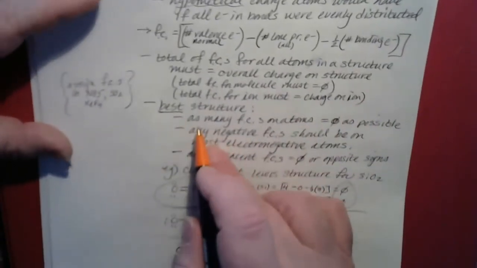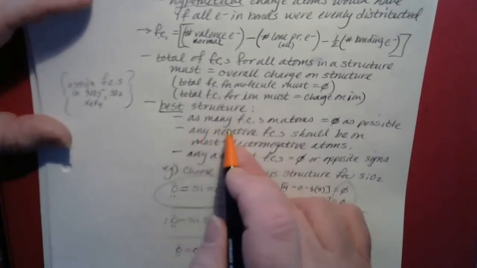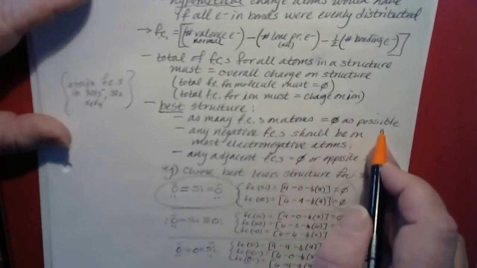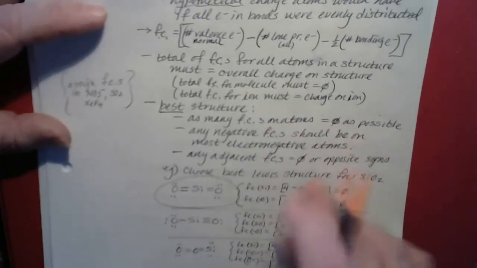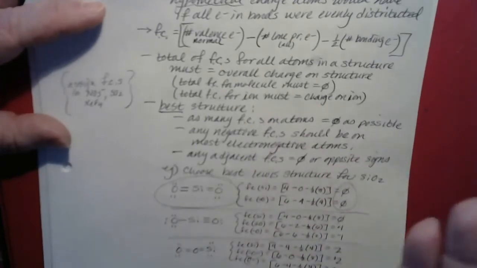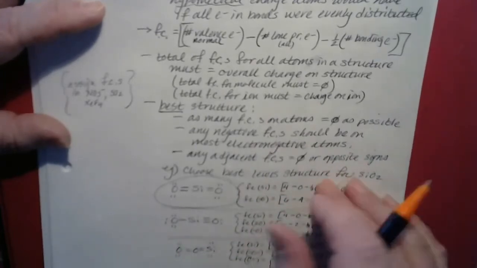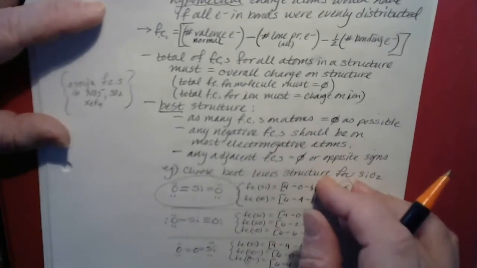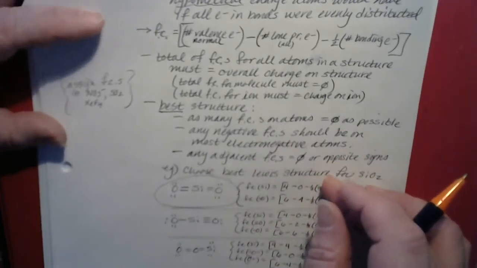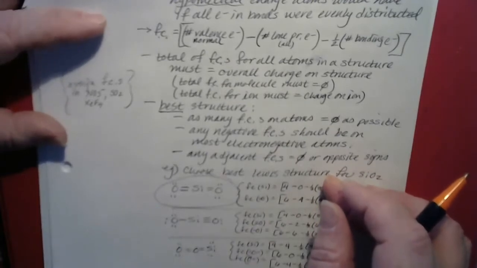The best structure will generally be the structure that has as many formal charges of 0 as possible. And if you can't get them all to be 0, like in the case of an ion, obviously if they have to add up to -1, like on the nitrate ion, then they can't all be 0. Then you at least want to have as many of them as close to 0 as possible.